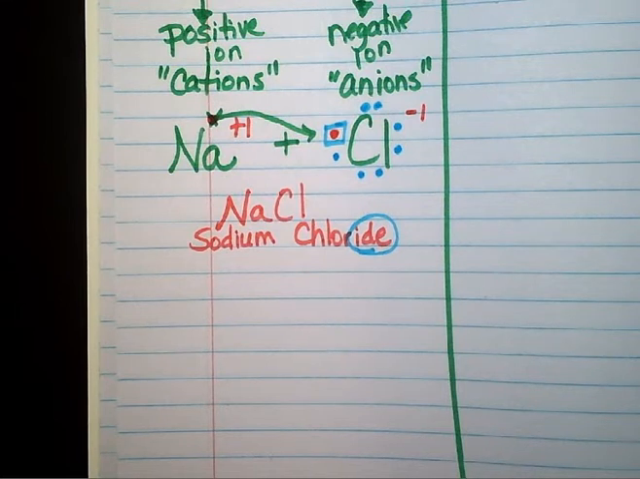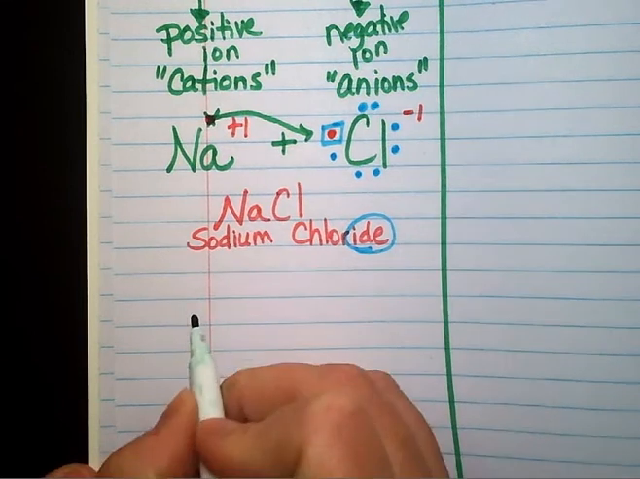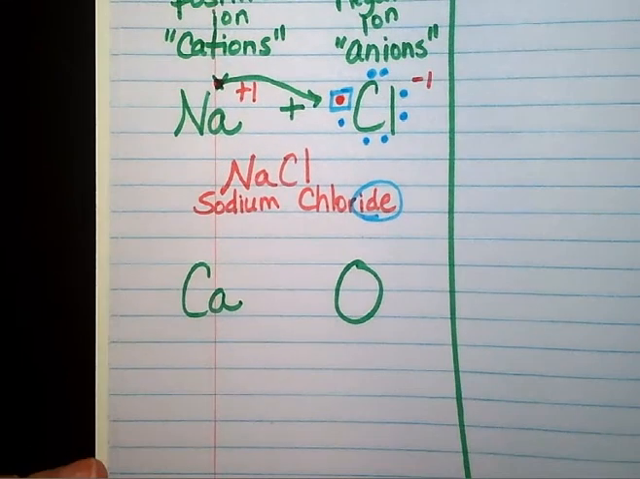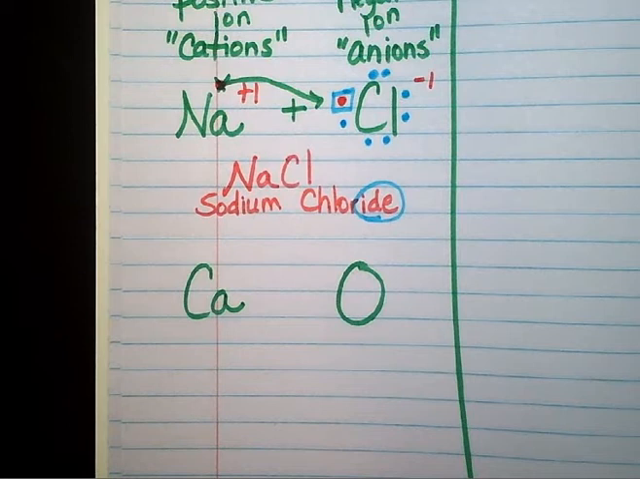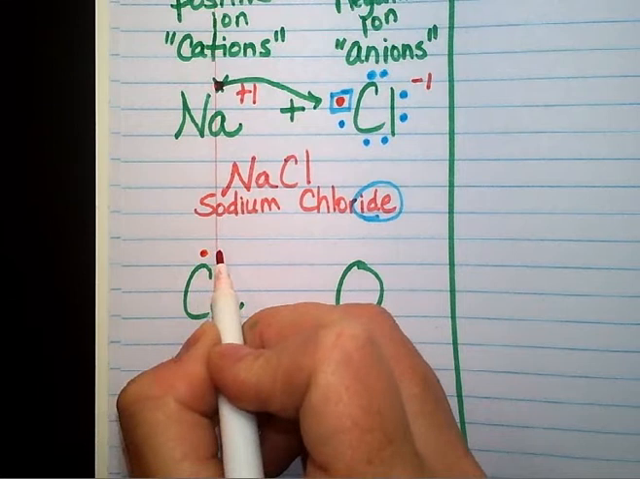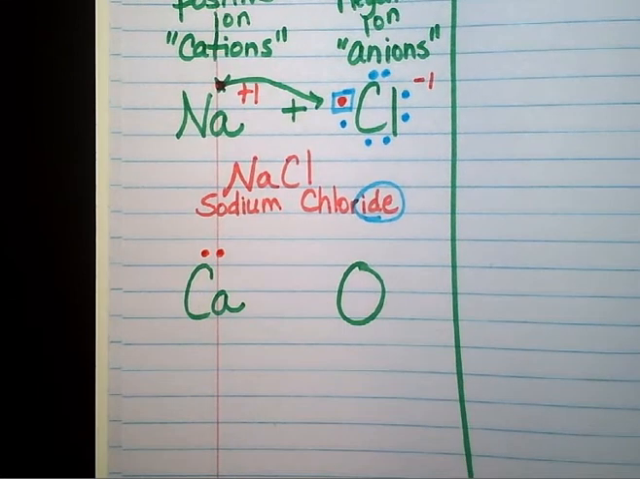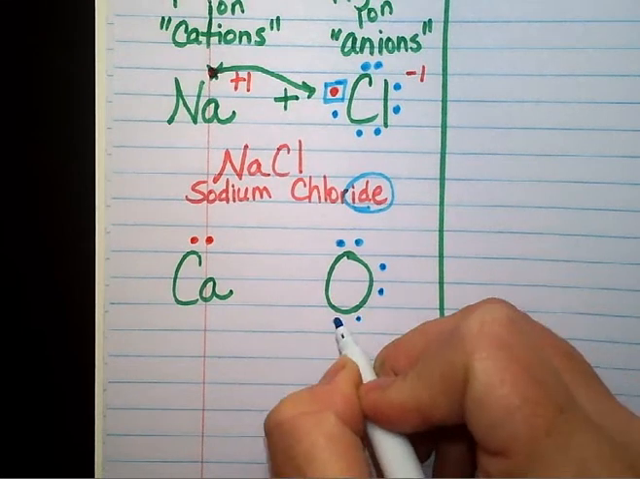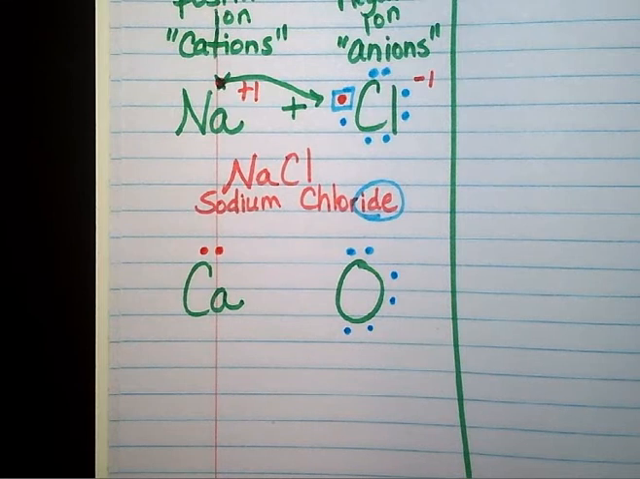Let's take calcium and oxygen. So if I do calcium, which is Ca, and oxygen, which is O, and just look at their valence electrons, calcium has how many valence electrons? 2, right? Because calcium is in family group 2, up and down, family group 2. So calcium has 2 valence. Oxygen, how many does oxygen have? 6, right? Because oxygen is in family group 16. Everything in family group 16 has 6 valence electrons.